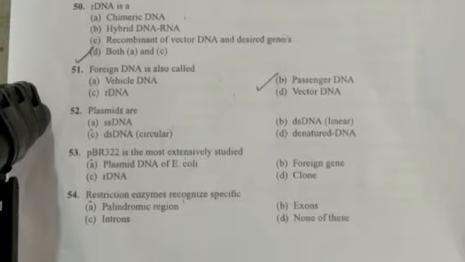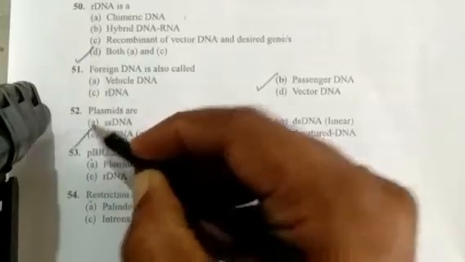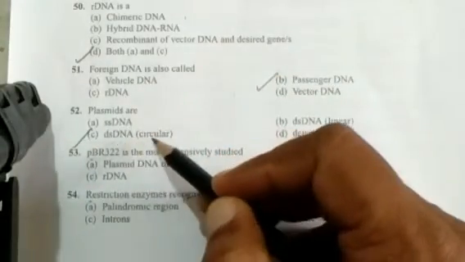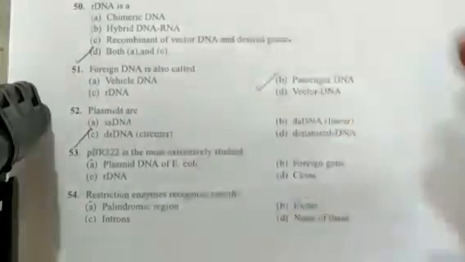Plasmids are, what is it asking? Plasmids are single stranded DNA, double stranded DNA, linear. Then option C, double stranded DNA, circular. D, denatured DNA. You all very well know the definition: plasmids are extra chromosomal, self-replicating, double-stranded, circular bacterial DNA. So as per the definition, option C is the correct answer, because it says double-stranded and also circular.